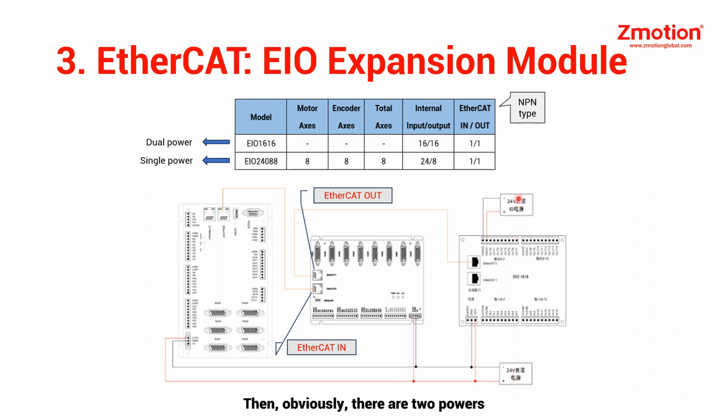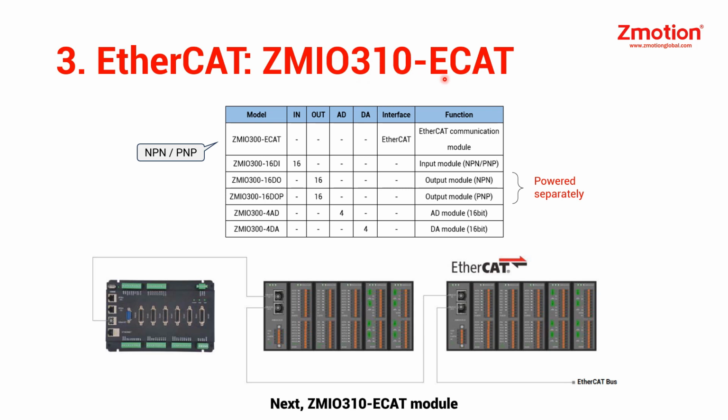Then, obviously, there are two powers. I/O power is independent for EtherCAT modules. Therefore, the wiring is easy. Next, ZMIO310 ECAT module. It can match with these submodules. This form shows their expansion resources clearly.